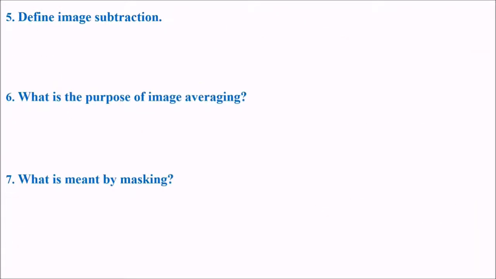Next is what is image subtraction. Exactly like normal subtraction, you want to subtract 2 from 3, you'll get 1. So you want to remove all those contents which are in 3 which are also present in 2. You are trying to remove all the contents from these 3 which are present in 2. This is simple image subtraction.